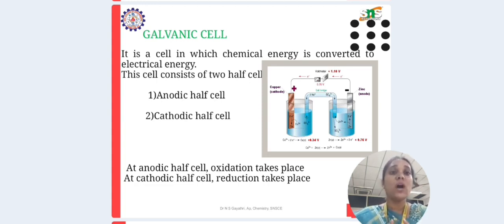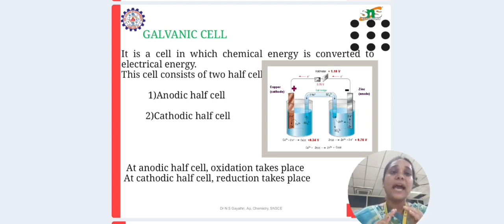It has two half cells, that is the anodic half cell and the cathodic half cell. The anodic half cell is also called the anodic compartment, and the cathodic half cell is called the cathodic compartment. The anode compartment is one half cell and the cathode compartment is another half cell. These half cells are combined to get the whole cell, the galvanic cell.